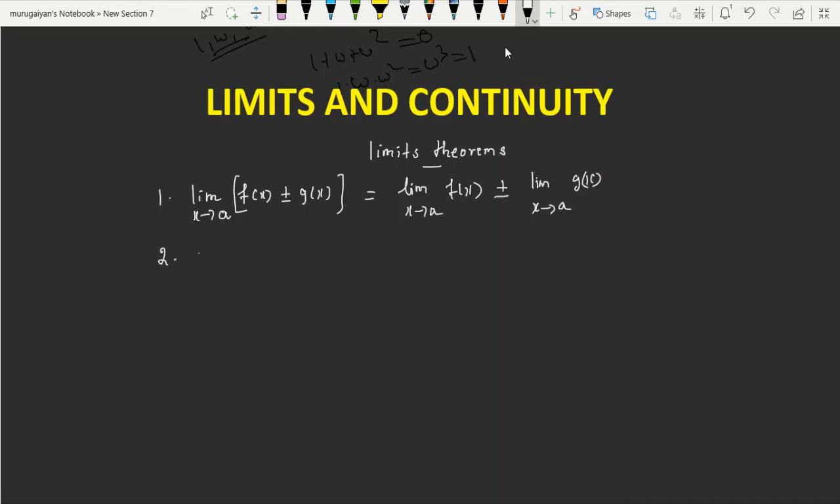Then the second one: limit x approaches a, now the product can be taken, f of x and g of x. Remember student, this is not a composition of two real functions, it is the product of two real functions. The multiplication operation connects two real functions f of x and g of x. And here, limit x approaches a f of x and limit x approaches a g of x.